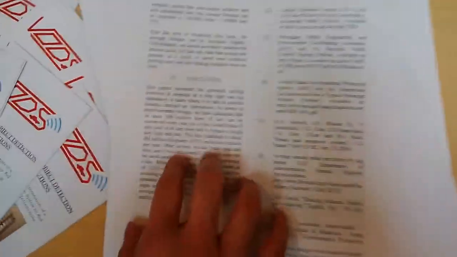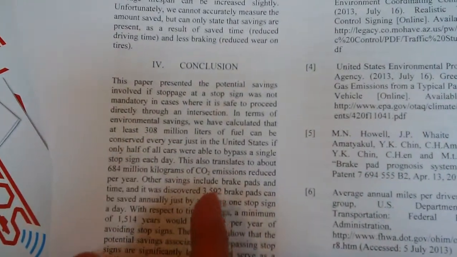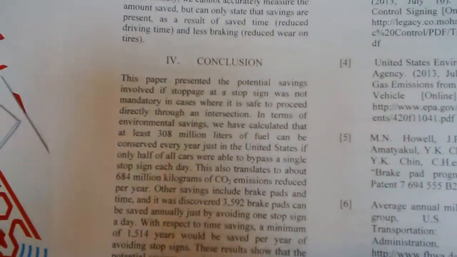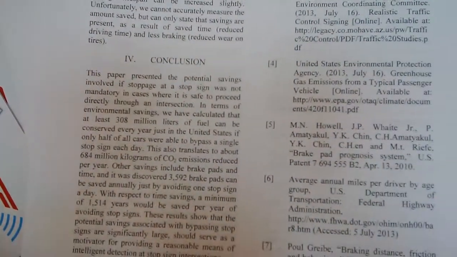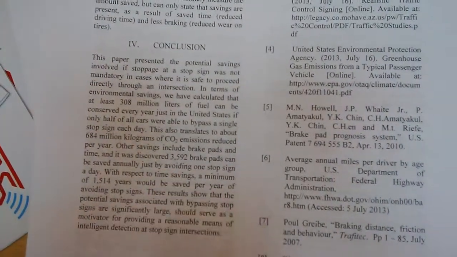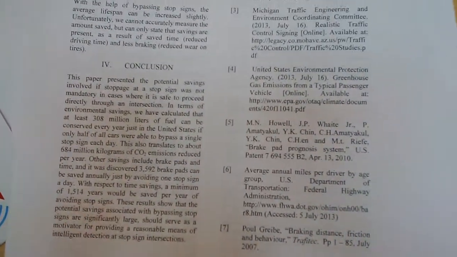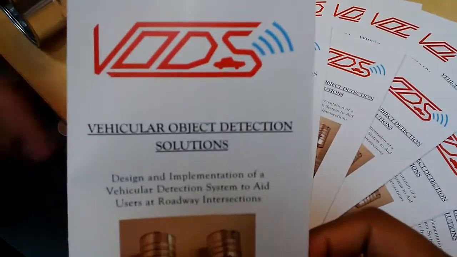At the end, you can see here that through our calculations shown in the paper, you save at least 308 million liters of fuel each year if only half the cars in North America could bypass a single stop sign. This translates to also over 600 million kilograms of CO2 emissions, 3,500 brake tags, collectively over 1,501 years in time. And it's all because of the system. Yes, vehicular object detection solutions. Yes. Awesome. That's the poster.